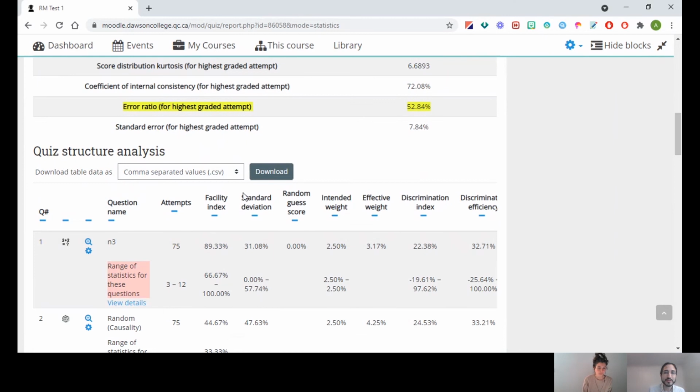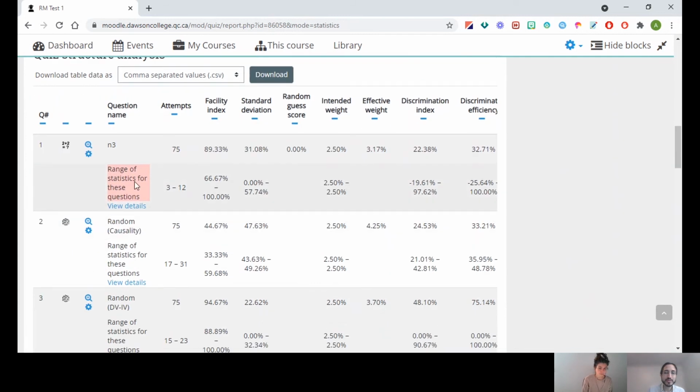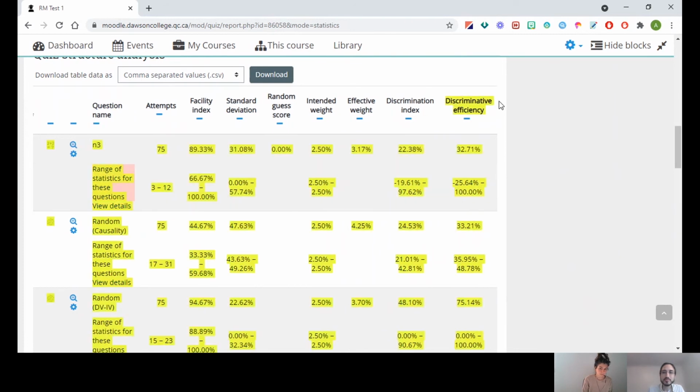We have a whole bunch of statistics. Some of them are more advanced than others. Some of them are simple, like the number of attempts. Here we had 75 students. One thing is that as you go through this, when you see something that is red, it means it could be potentially problematic. What is red is where the discriminative efficiency is under 15%.